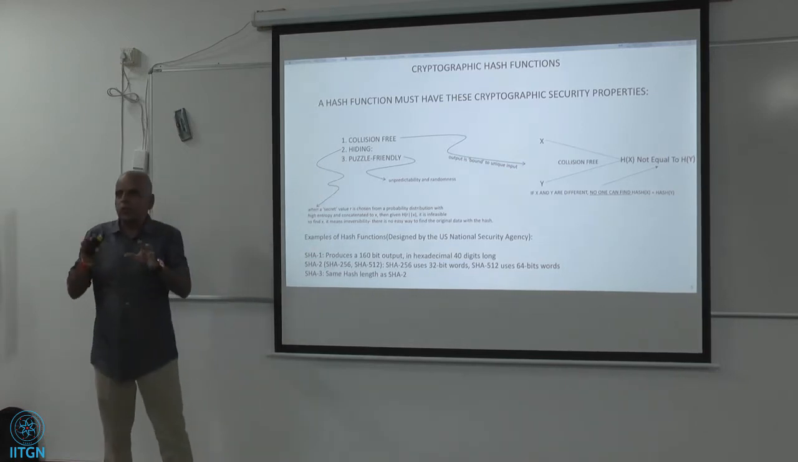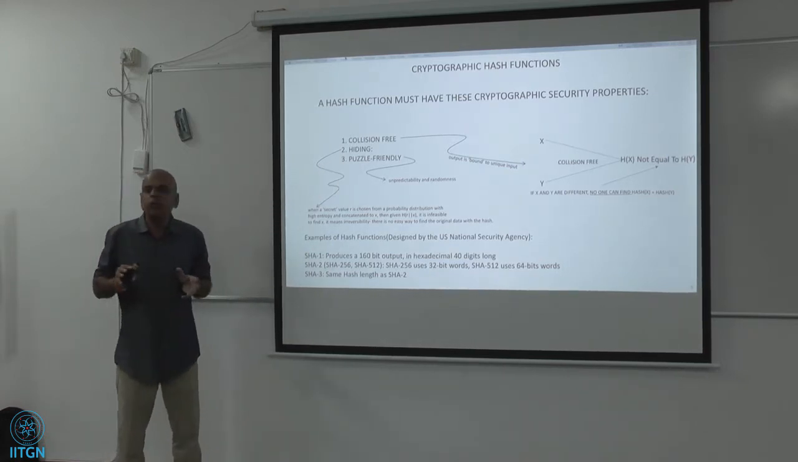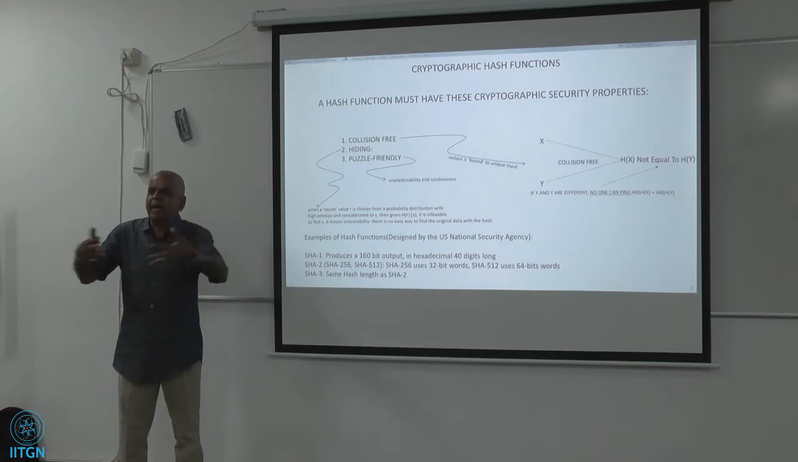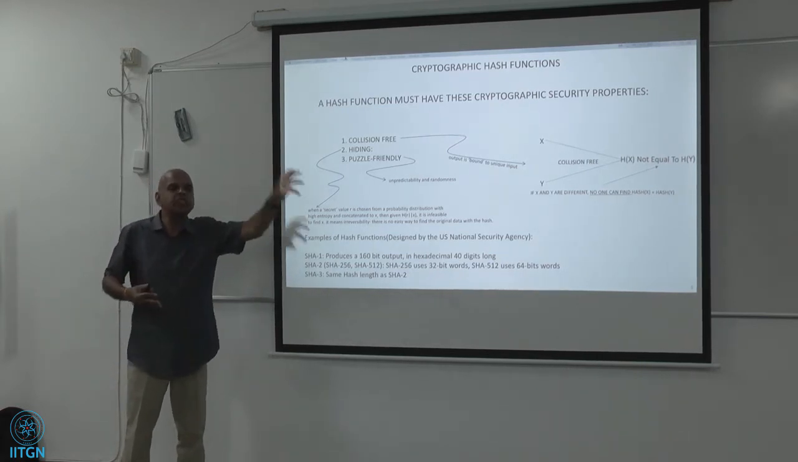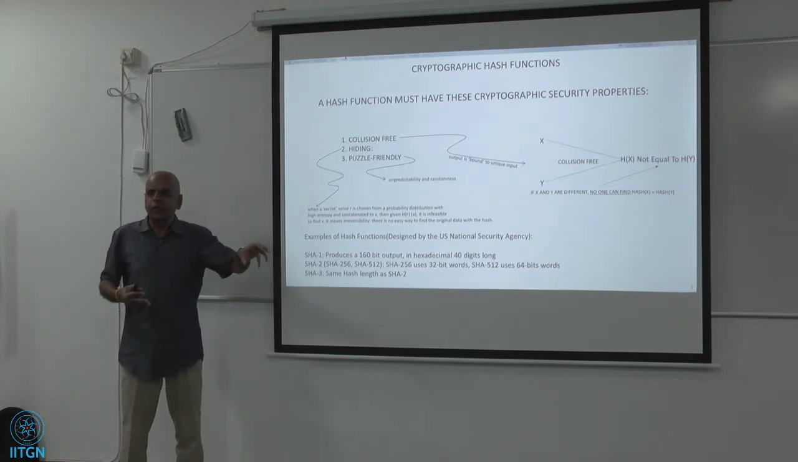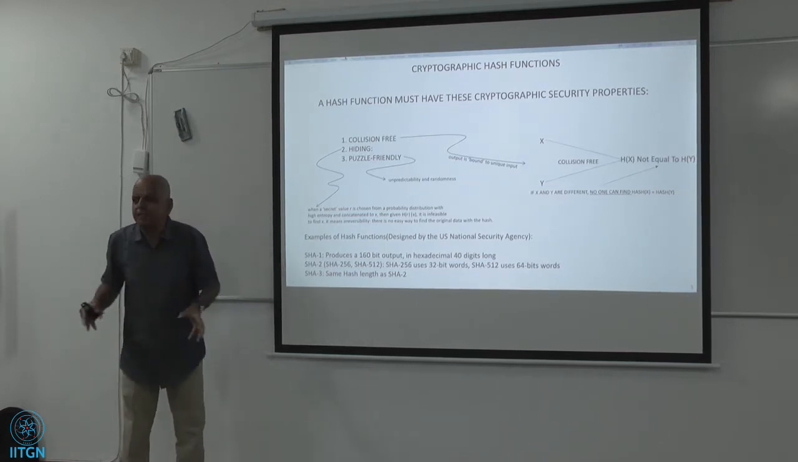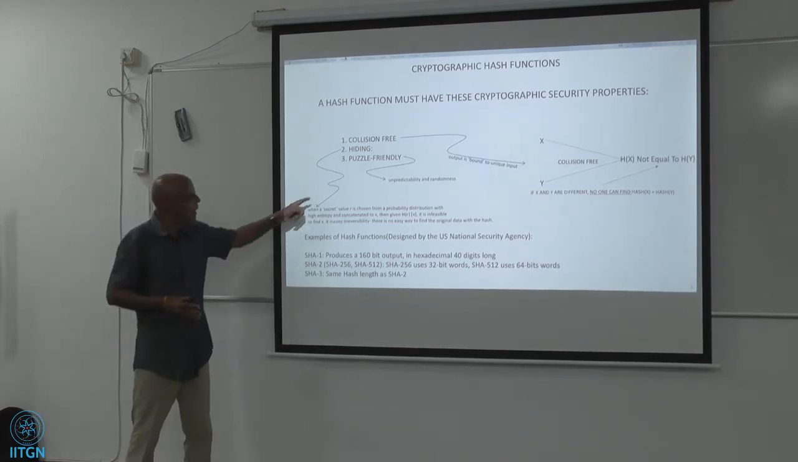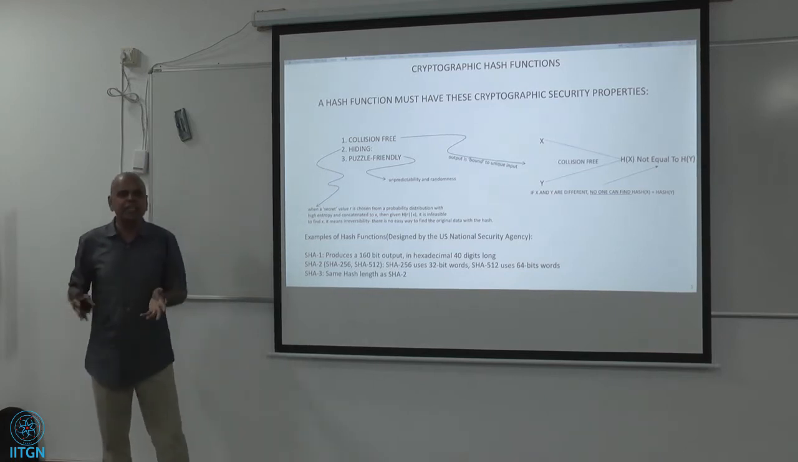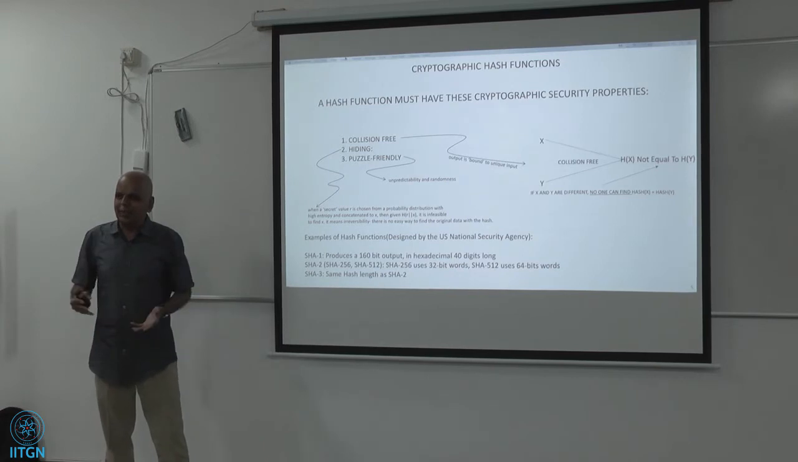Hiding. So you have to hide X. How do you hide X? By concatenating it with another probabilistic function, which is random, totally random, so that you're making life difficult for people to find X. And the third one should be puzzle friendly, so that hiding shouldn't be so difficult that you can't solve the puzzle.